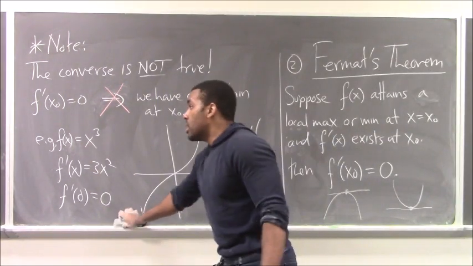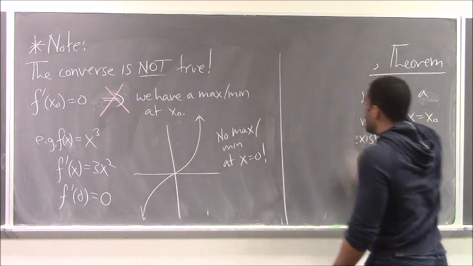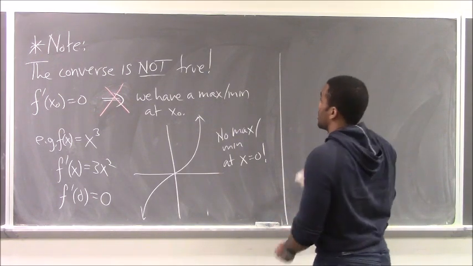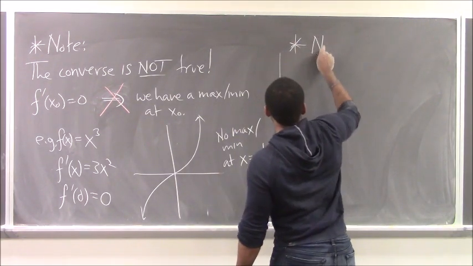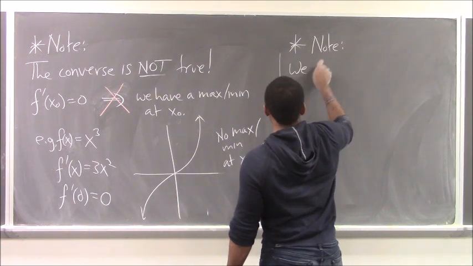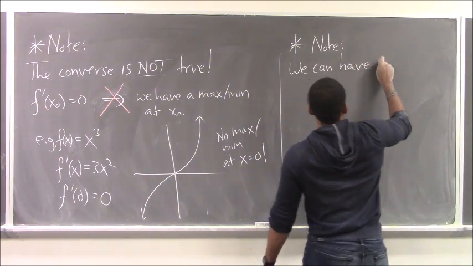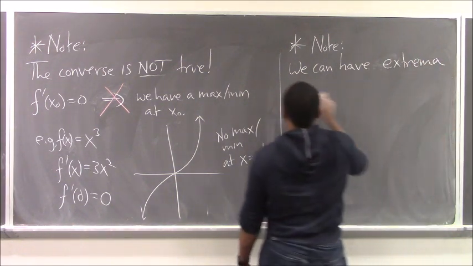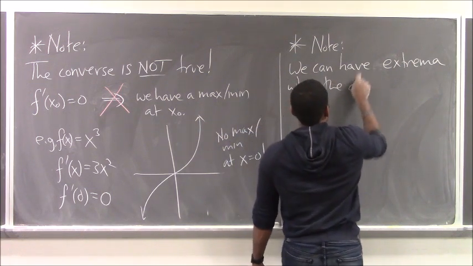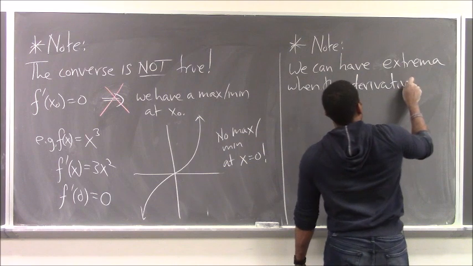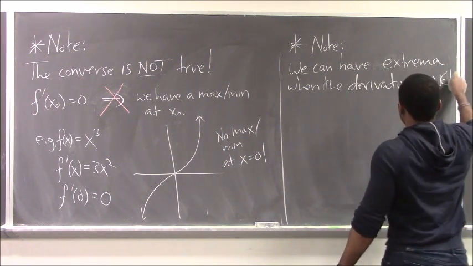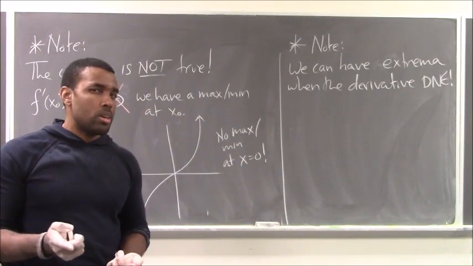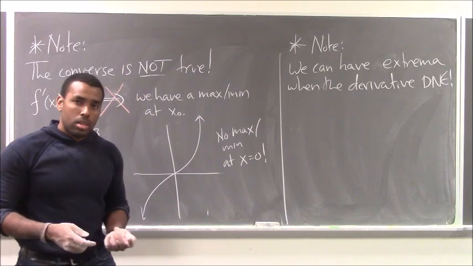Here's another thing. When the derivative does not exist, you can have either a max or a min. So another note. We can have extrema when the derivative does not exist. It's another thing you can notice. Now, some of you might be able to give me an example here. Can anyone think about an example? I'll give you the typical one.